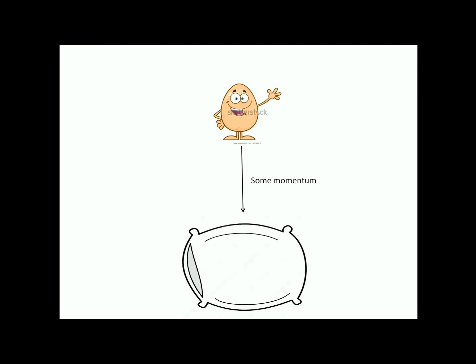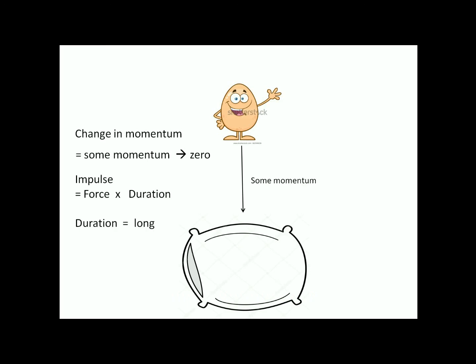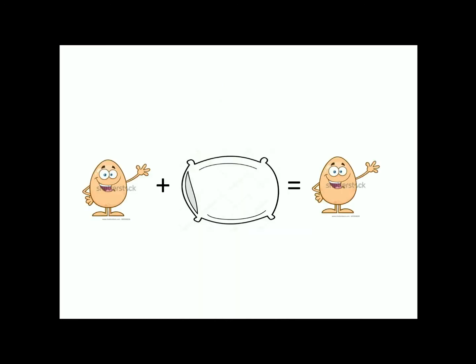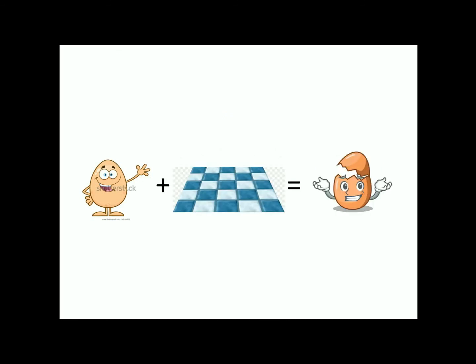Similarly, if we have the same object with the same momentum hitting a pillow, we know that the duration is much longer than if it hits the floor. If this number is bigger and the impulse has to stay the same, the force has to decrease, therefore the force is smaller. And that is why if you land an egg on a pillow, it survives, and if you land it on the ground, it doesn't.